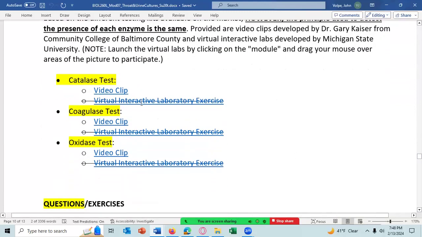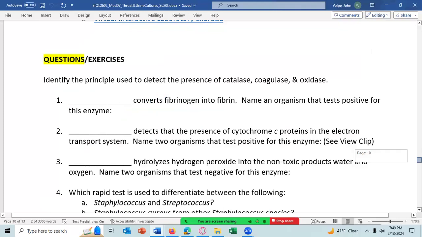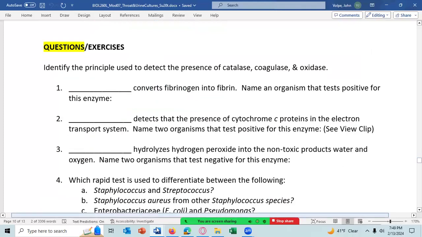Here we have a video on the catalase test, a short video on the coagulase test, and I believe an even shorter video on the oxidase test. We used to have a virtual lab exercise to do. However, that lab uses Flash, which no longer runs, so we've removed it. And then let's go to the worksheet.